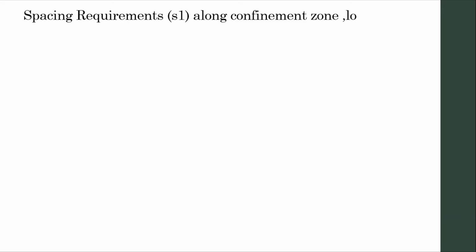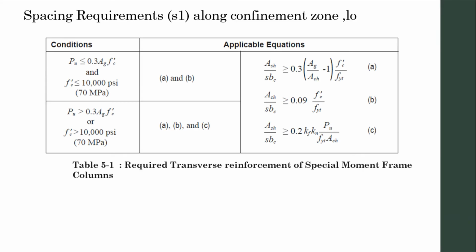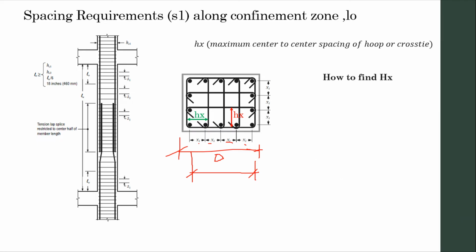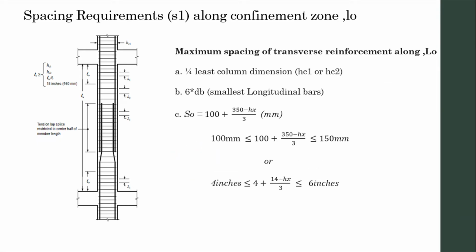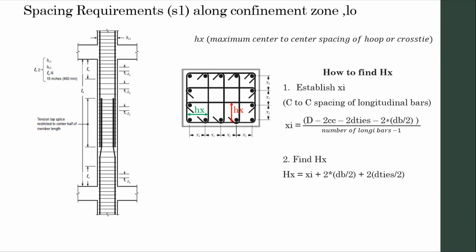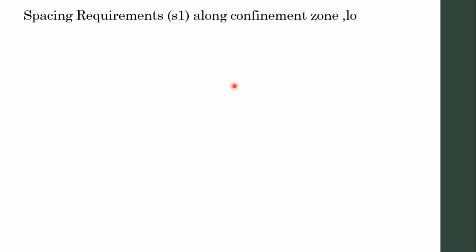So, the spacing requirements so along the confinement zone lo. It says there, as per the required in the table, right? There is also, this is the required. These three are the maximum. This is the maximum spacing of transverse reinforcement along the confinement zone. So, this is the maximum. And our required one here is in the table.